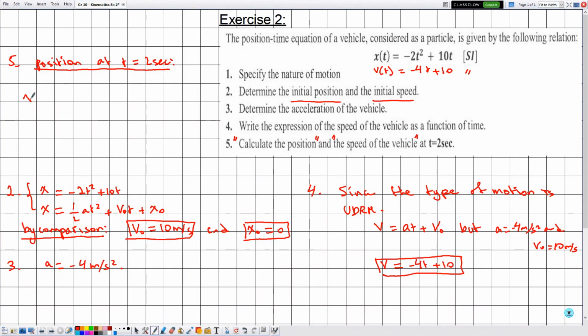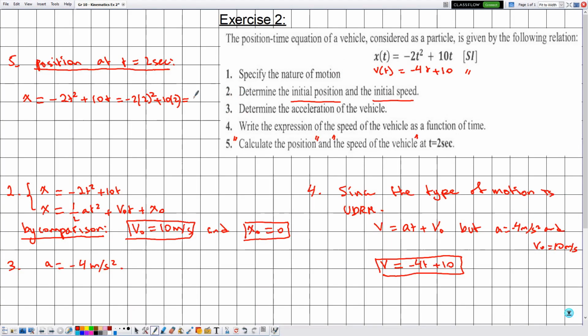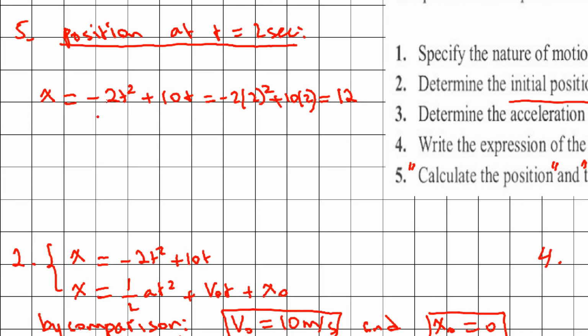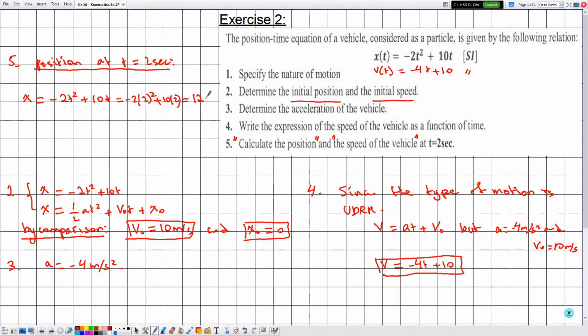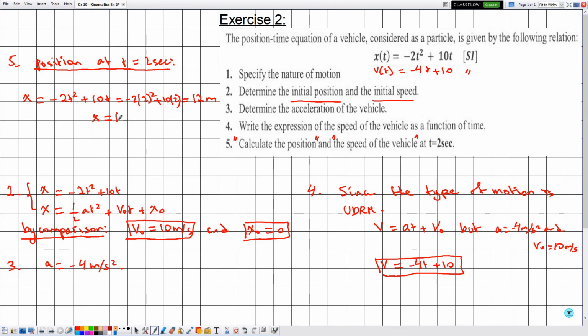So now x is equal to -2t square plus 10t. Now replacing the value of t by 2, we have -2 times 2 to the power 2 plus 10 multiplied by 2. Now plugging this expression into the calculator, the position x is given by plus 12. Since everything previously is expressed in the SI, the value of x will be in the SI unit of position, which is meter. So when the time instant is 2 seconds, the vehicle will be at the position 12 meters.